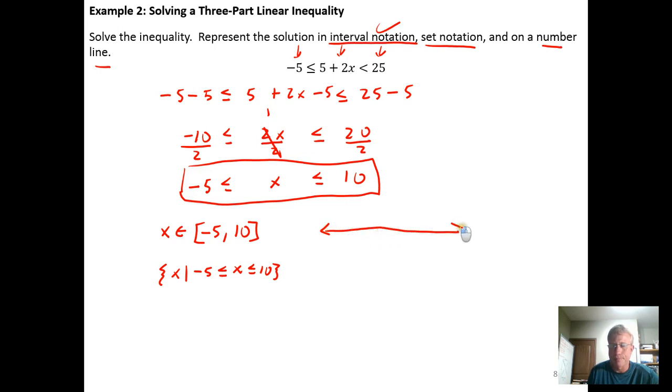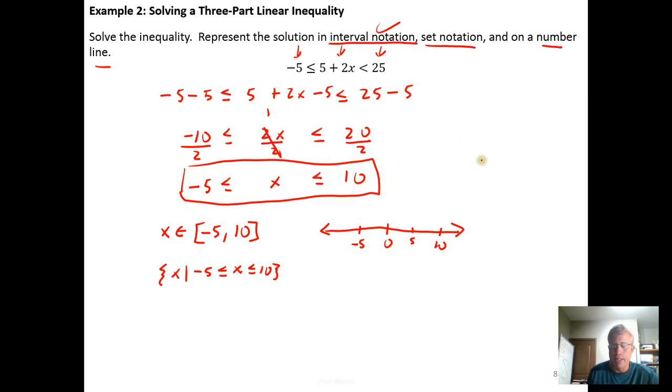I would establish my 0. I would establish my negative 5, which makes 5 about here, which makes 10 about here. And then I'm going to do a solid bracket.